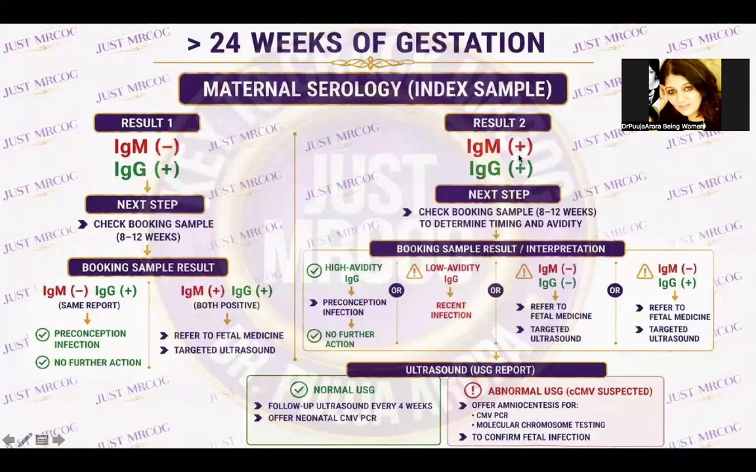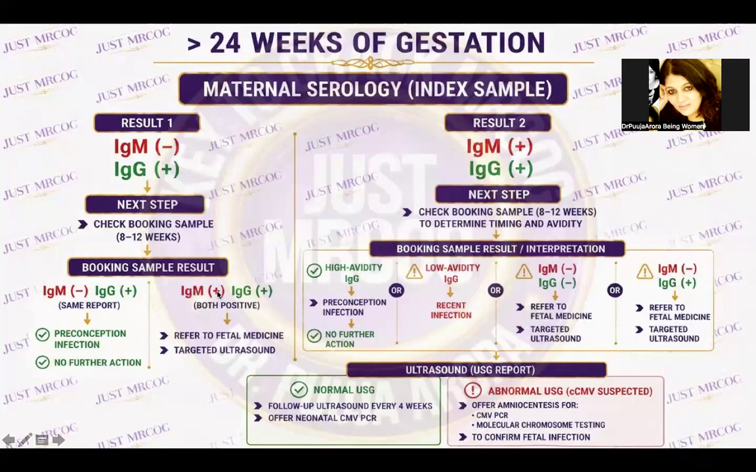So I repeat, if both are positive, then we are going to go for the booking sample. We will also check the avidity. If still IgG and IgM positive, and there is high avidity, it means total assurance, no further follow-up is required. But if it is low avidity, in that case it is a recent infection and we need to do the needful. Same if it is both negative, we have to do the needful. Same if IgM is negative, we have to do the needful. So here we are not going to do anything, but here, what are we going to do? We are going to refer.